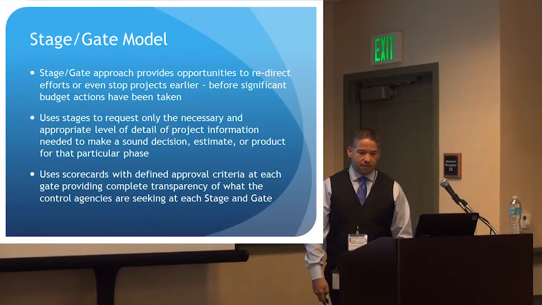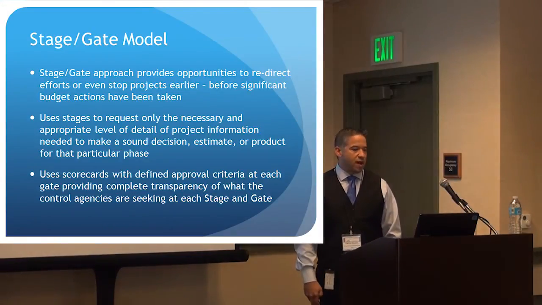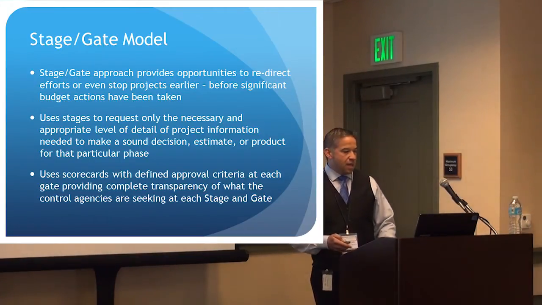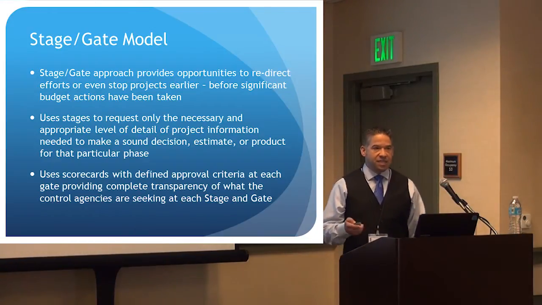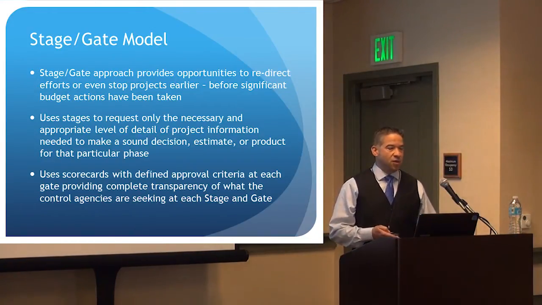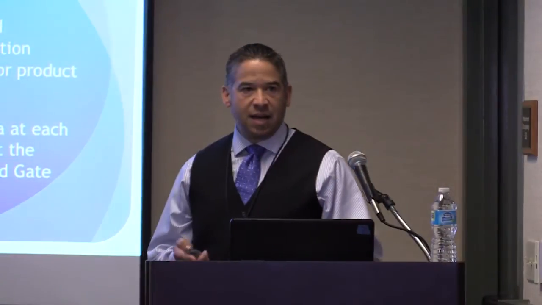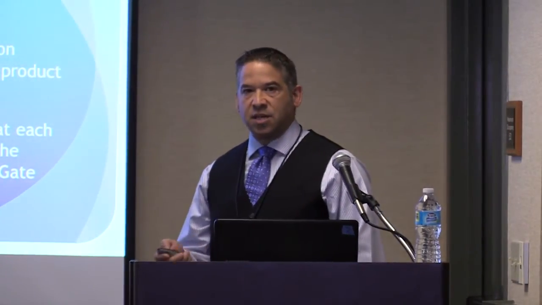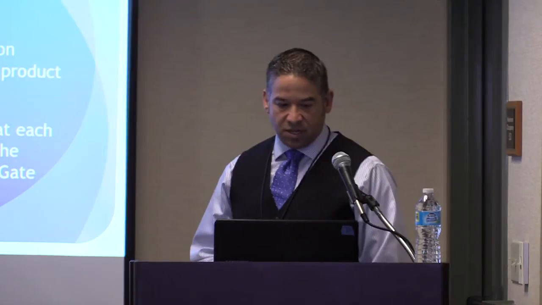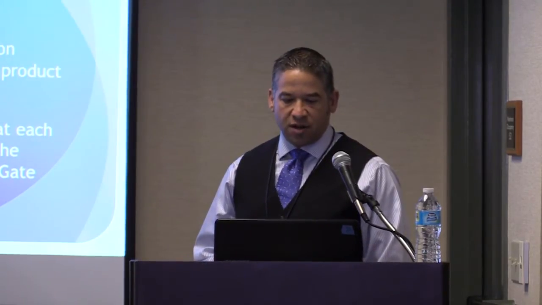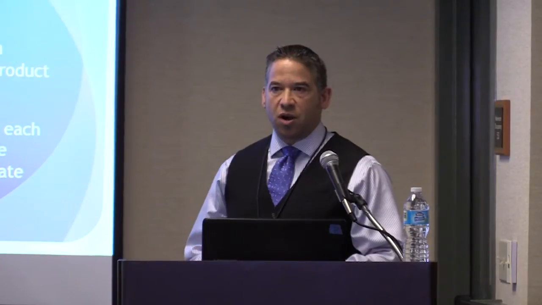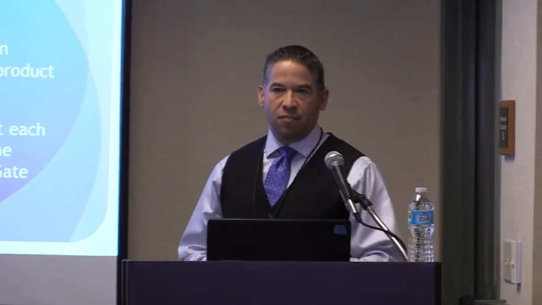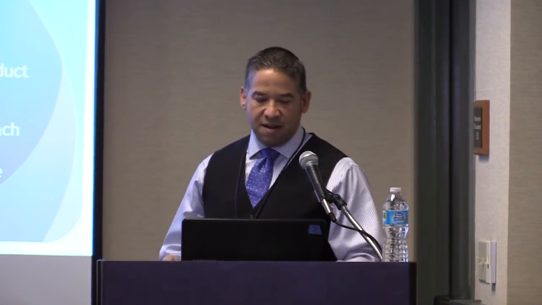So, the stage gate model. The stage gate model provides opportunities to redirect efforts and stop projects early in the process if things are not being planned properly. It uses stages and gates of approval so that a stop-and-rethink or a go-forward decision can be made much earlier in the process in order to prevent unnecessary expenditures. It also uses scorecards with defined approval criteria at each gate, and we're going to share those scorecards and have some transparency in the process so that departments and agencies know in advance how their projects are going to be approved.